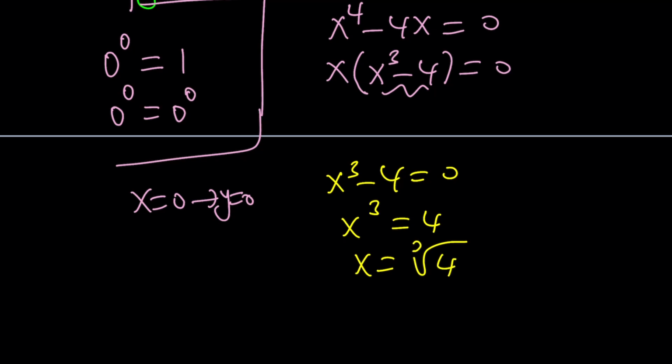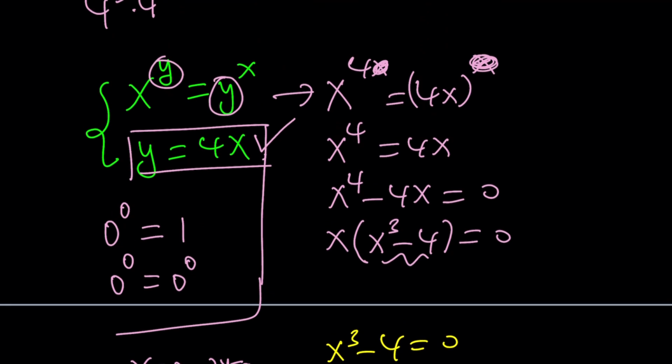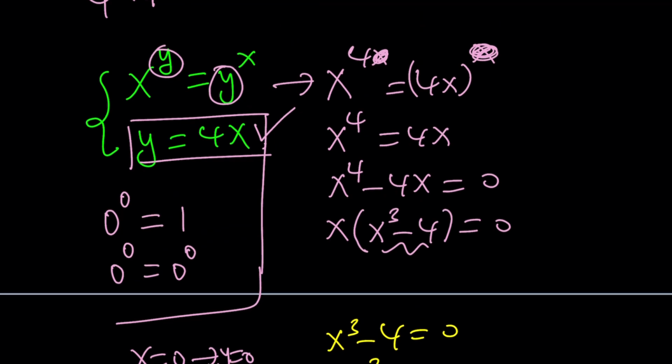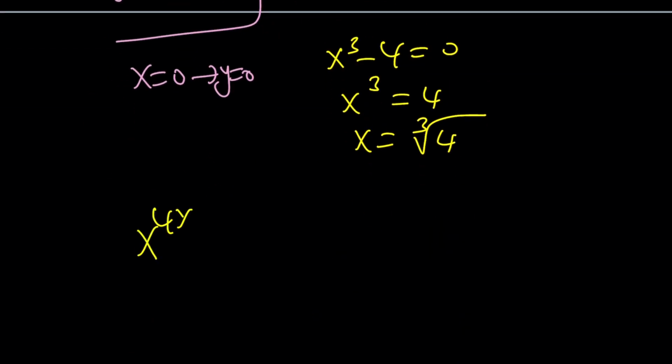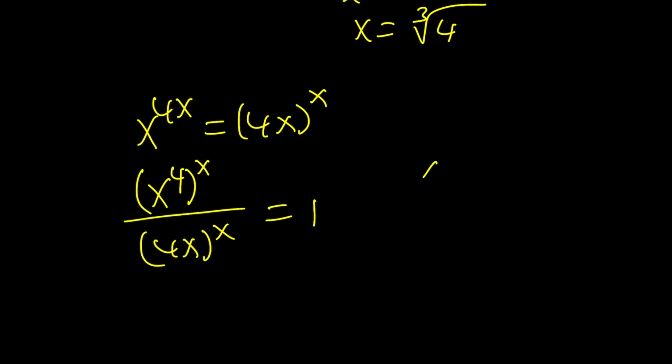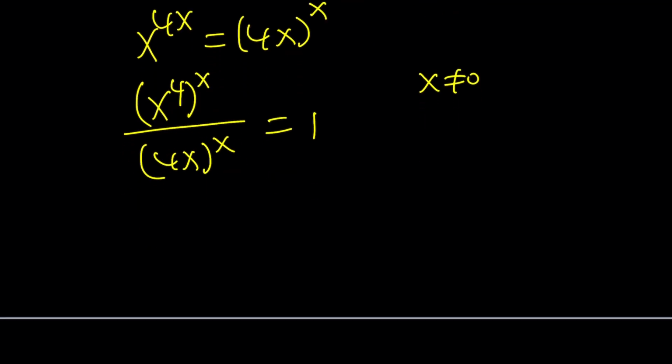Okay, great. So now, what would happen if x and y are allowed to be complex numbers, right? Then in that case, you would have a very different scenario. So let's go ahead and take a look at it real quick, and then we'll finish up with that. So after the substitution, we got x to the 4x equals 4x to the power x. So we can kind of think of it as x to the 4 to the x divided by 4x to the x equals 1, as long as x does not equal 0. In this case, we have to assume x does not equal 0 because we don't want to divide by 0. That's totally not allowed, right?